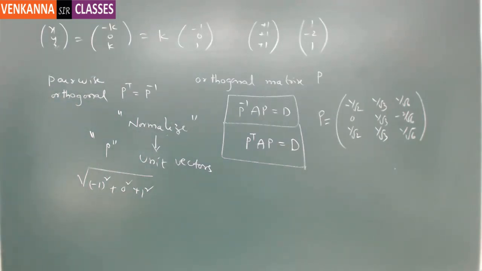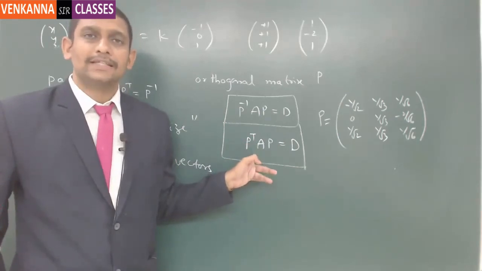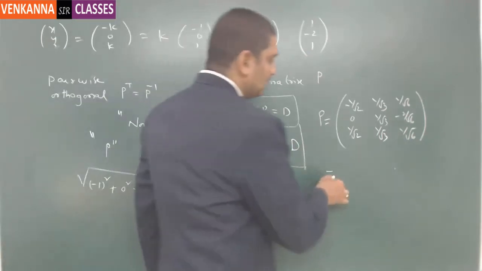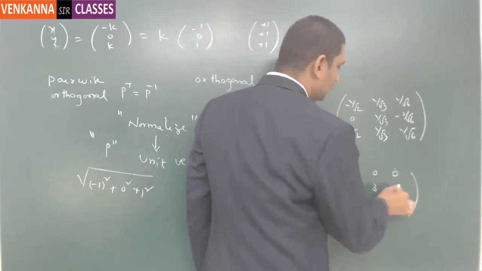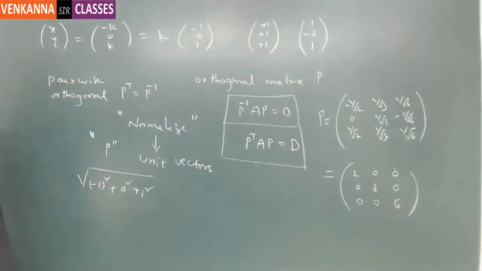Is it clear for you or any questions? Any one of you? Now, if you multiply the three values, P transpose, the given matrix A and P, you are going to get the diagonal matrix, which is nothing but 2 0 0, 0 3 0, 0 0 6. That was the matrix.